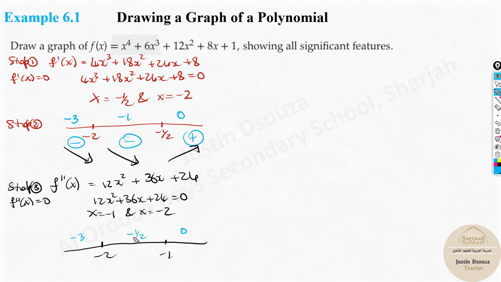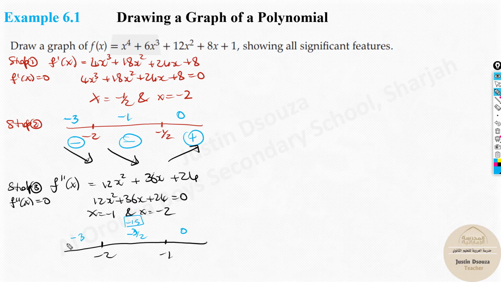I'm so sorry, it cannot be minus half. It can be minus 3 by 2 or minus 1.5. Okay, this is minus 1.5. Half will be after this. You can take 0, 0.5, anything over here, negative half also. So these are the test values.